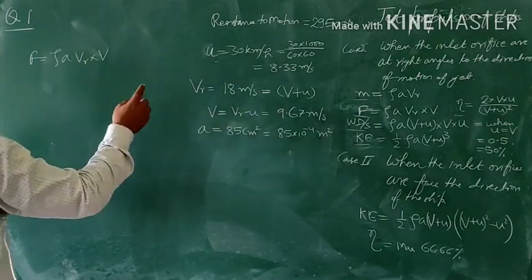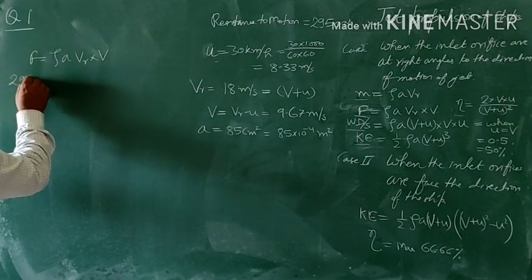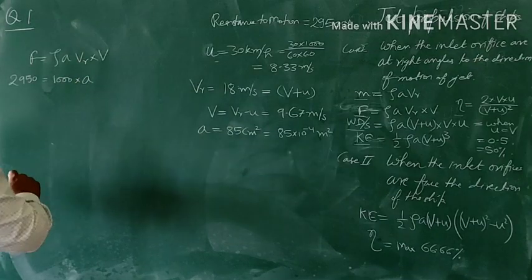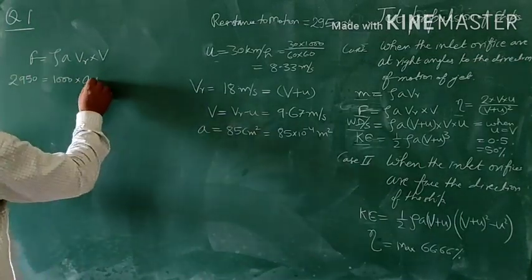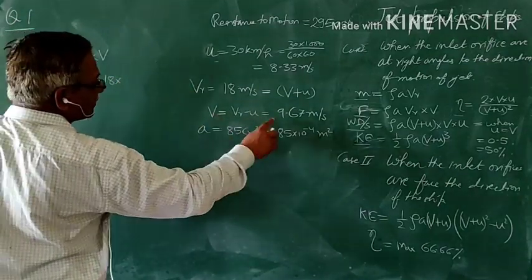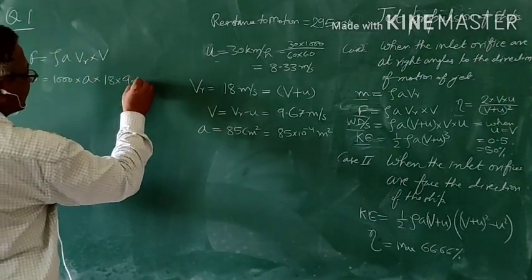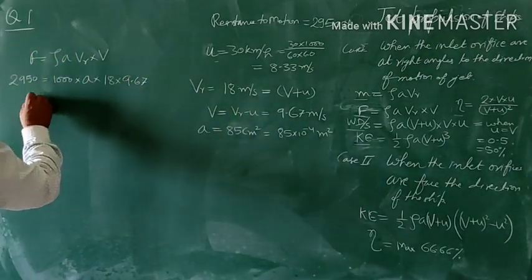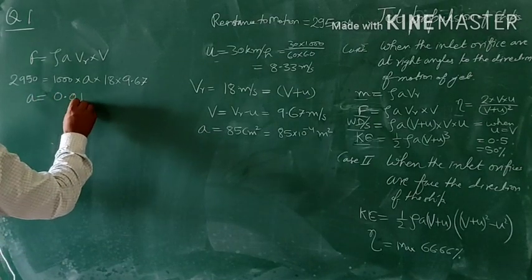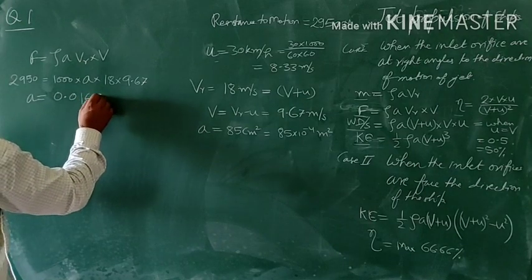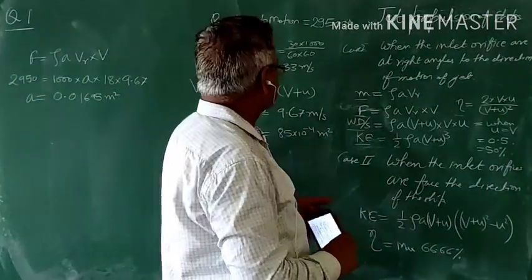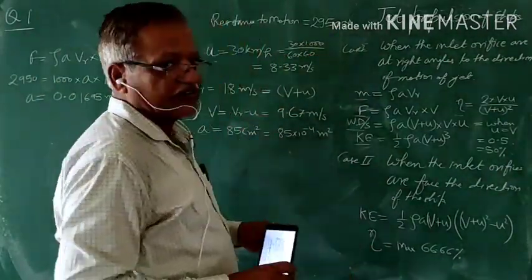We will substitute the values. The force is given as 2950 equals 1000 multiplied by the area, we are finding out the total area, multiplied by VR, VR is given as 80, multiplied by V, V is given as 71.67 meter per second. So by this we can calculate the value of area. This is coming out to be 0.01695 meter square. So this much area we require to get this thrust for these given velocity conditions.